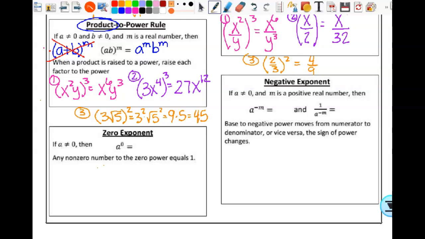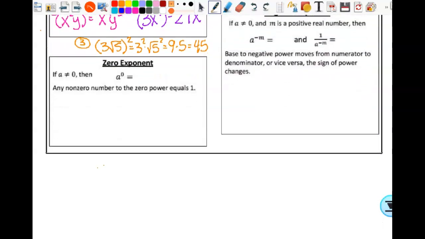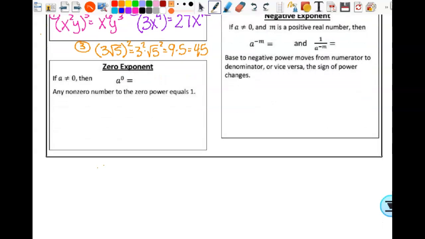All right. Let's look at negative exponent. So if I have a to the negative m power, I have 1 over a to the m power. If I have 1 over a to the negative m, I get a to the m power. So what this says here, it says base to a negative power, it moves it from the numerator to the denominator.